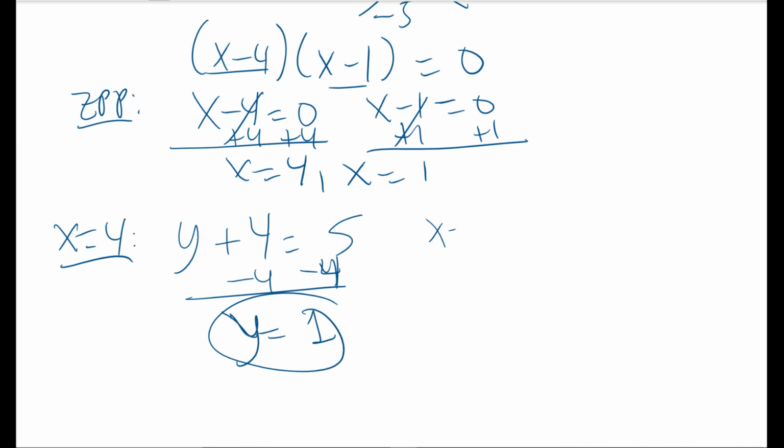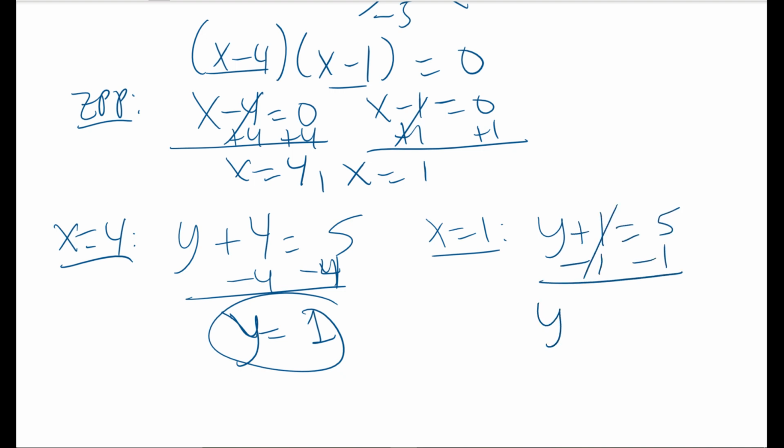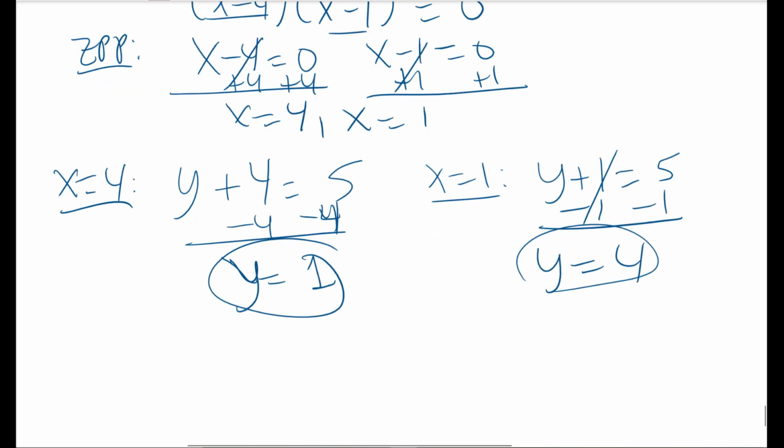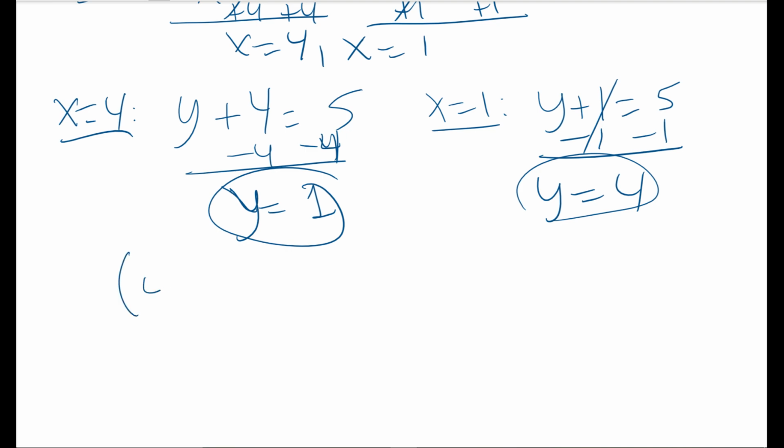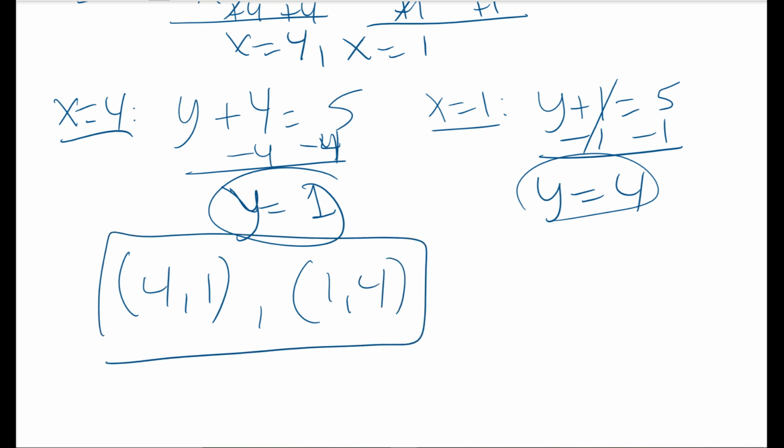All right, let's do the same thing for x equals 1. y plus x, which is 1, equals 5. Subtract 1 on both sides. y has to equal 4. All right, so then our final answer is 4 comma 1 and 1 comma 4, using those two coordinates, x and y.